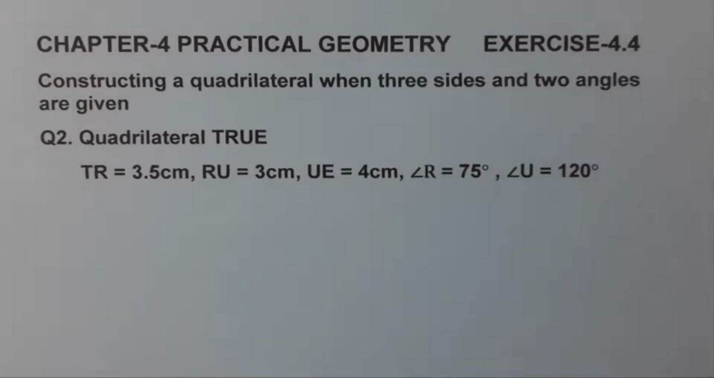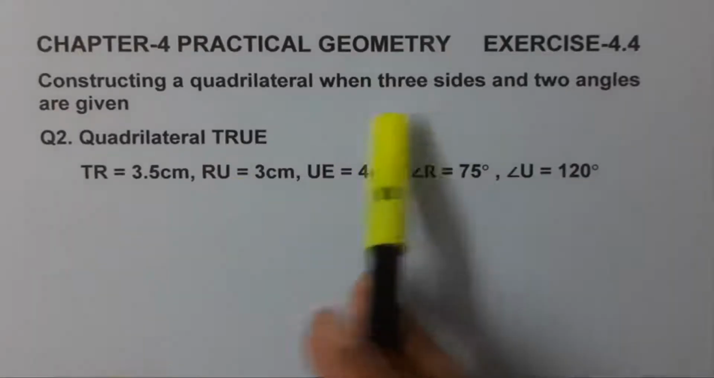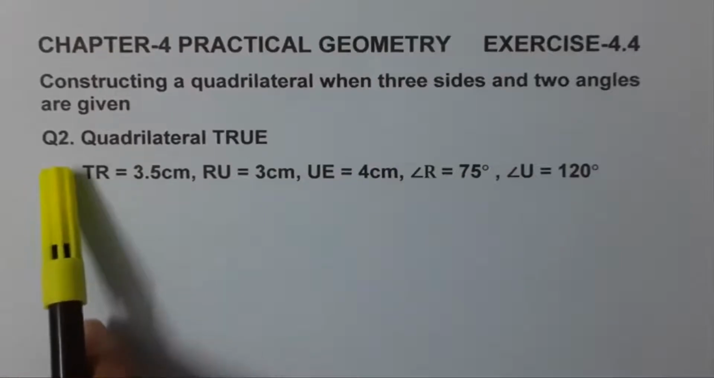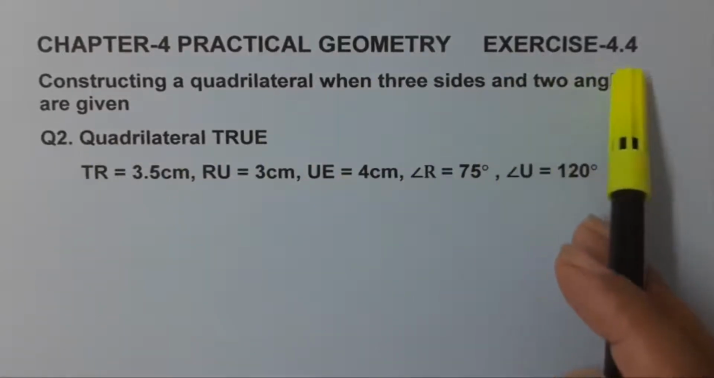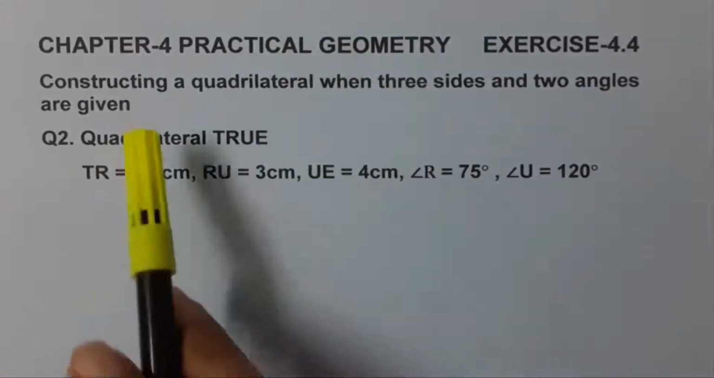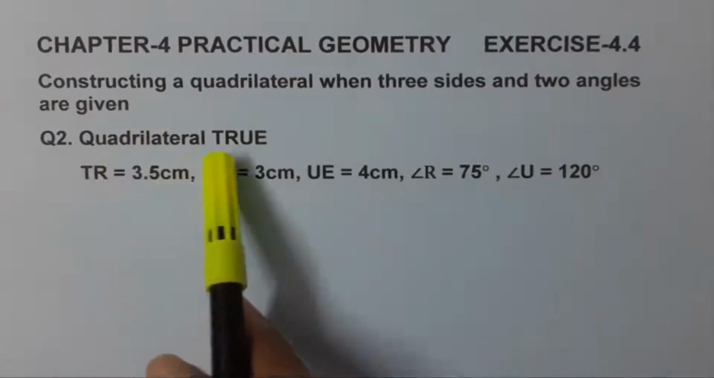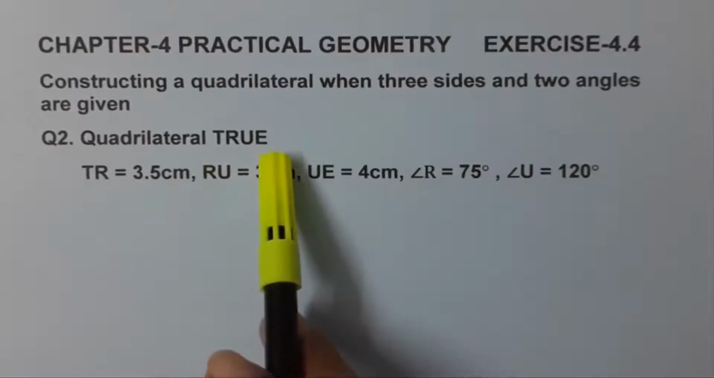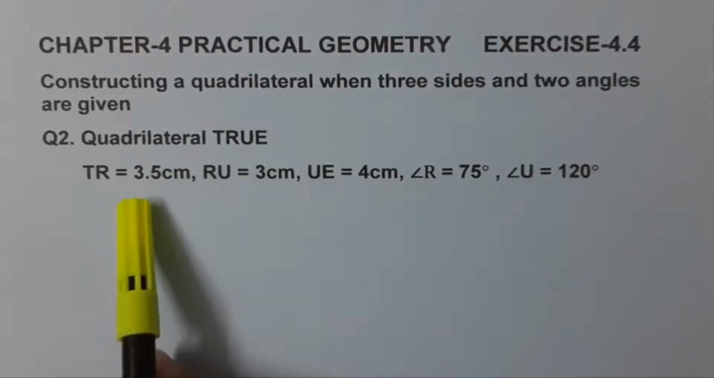In this video, we are going to learn about the construction of a quadrilateral when three sides and two angles are given. Here we are going to discuss the second question of exercise 4.4 from the chapter Practical Geometry of class 8. Now in this question, we have to construct the quadrilateral TRUE where the measures of three sides and two angles are given.